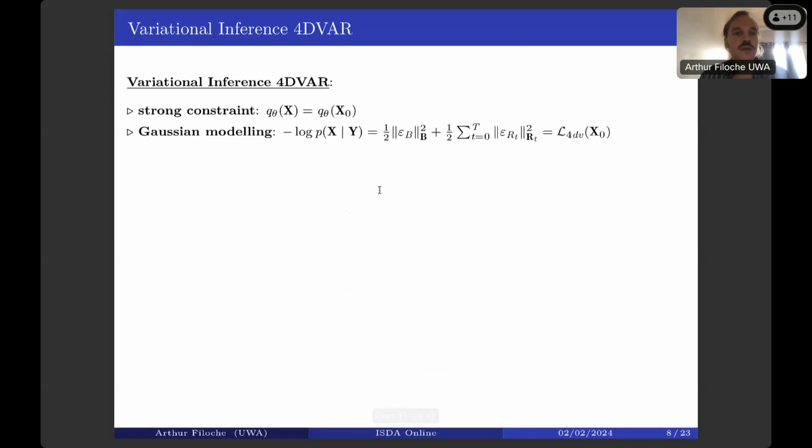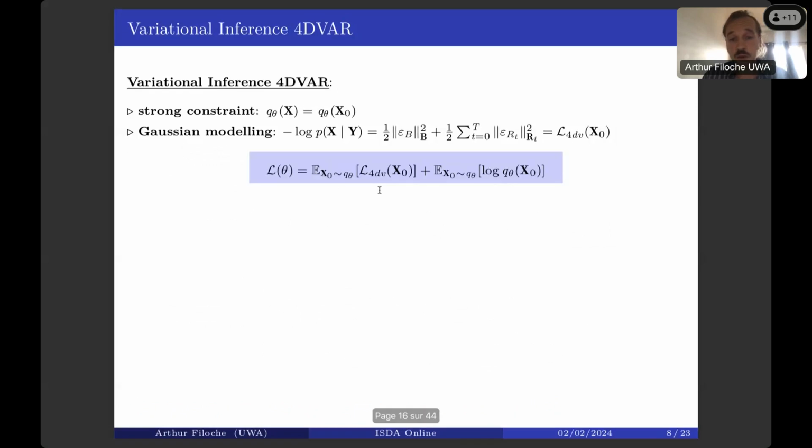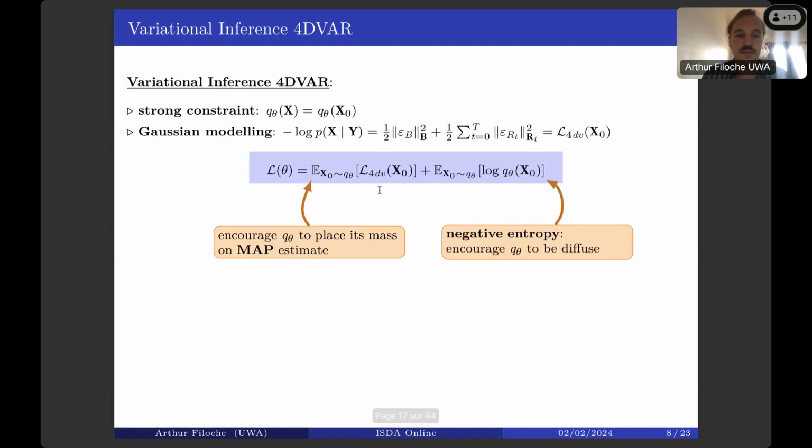Now, how can we apply this in the 4D-Var context? Well, if we use the Gaussian modeling, we just have to replace this in the evidence lower bound loss function. And doing so, we end up with this loss function. So this is a simple contribution, but it's the main contribution today. And this loss function is divided into two terms.